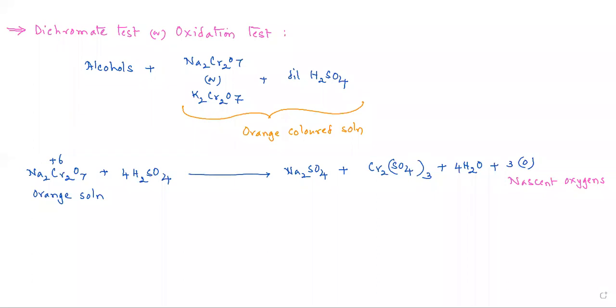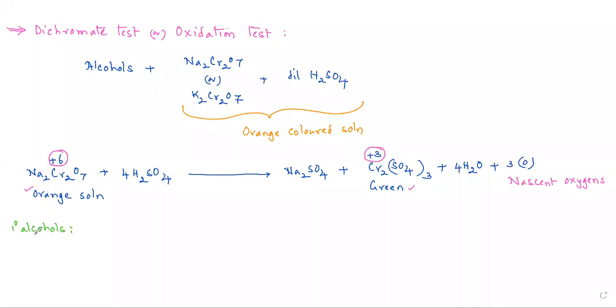Chromium in +3 is green in color. This one. +6 is orange in color. +3 is green in color. So if this reaction happens, then the color of the solution turns into green. If not, it remains the same. Let us see what happens with different alcohols.